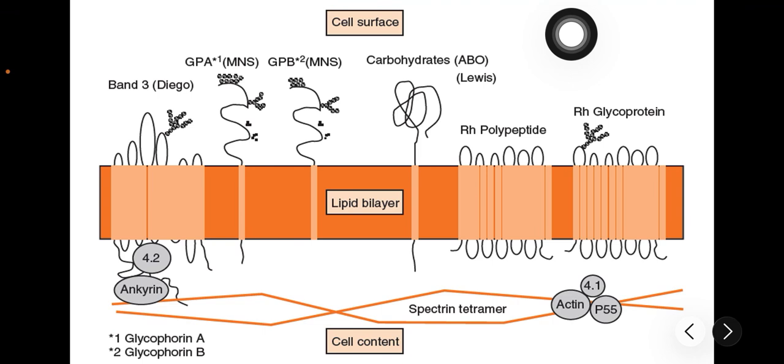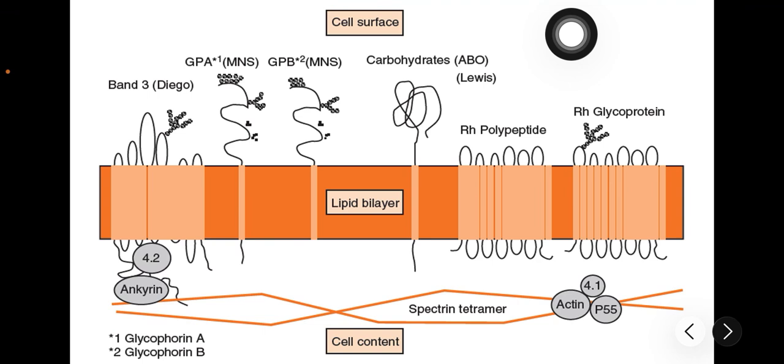Now we have here this image. This image represents the red blood cell membrane structure, highlighting key proteins, glycoproteins, and carbohydrates involved in blood group antigen expression. So we have here the lipid bilayer and the embedded proteins. The lipid bilayer forms the main structure of the RBC membrane, providing flexibility and integrity.